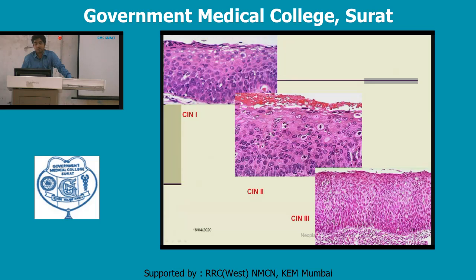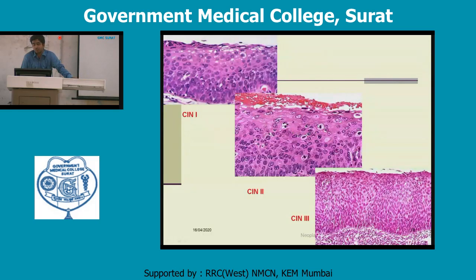see these hyperchromatic or atypical cells lie beneath the half of the epithelium. It hasn't crossed more than 50% of the epithelium. It remains to that. So it is mild dysplasia or cervical intraepithelial neoplasia 1. If untreated, it may progress to moderate dysplasia.